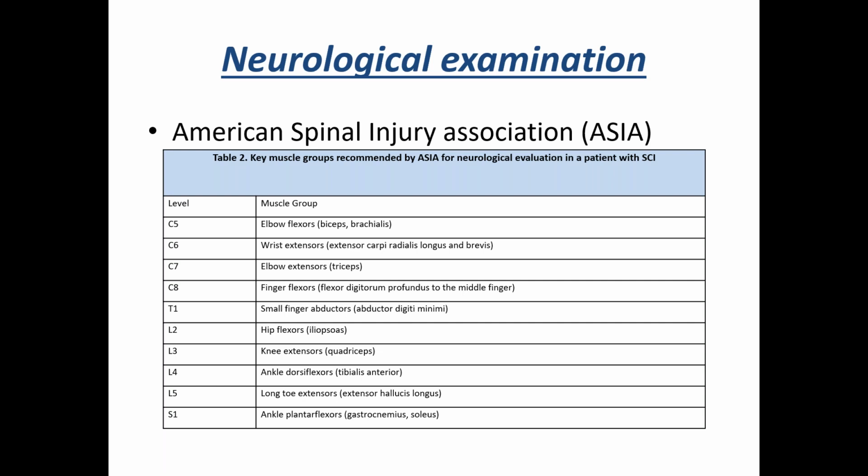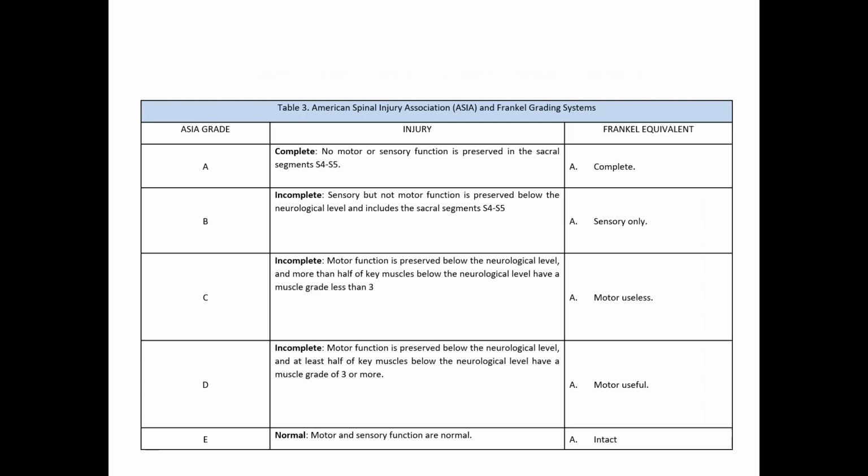This is the ASIA, American Spinal Injury Association classification. ASIA grade A, B, C, D, and E. A is no motor, no sensory function preserved in the sacral segment. And E is normal. Motor and sensory function are normal.